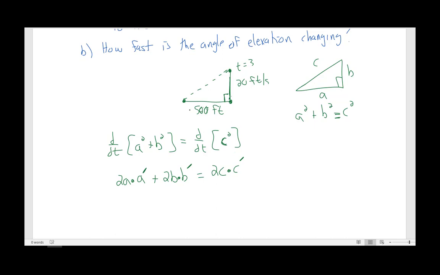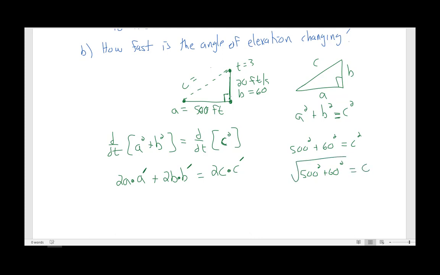Now, if we come back to our triangle here, we can see that if I call this A, let's say A is 500. C we don't know yet. And if we know that B is changing 20 feet per second, at 3 seconds, this is going to be 60. So at 3 seconds, we know that B is 60. So I'm going to plug into the Pythagorean Theorem to find C. So I know 500 squared plus 60 squared equals C squared.